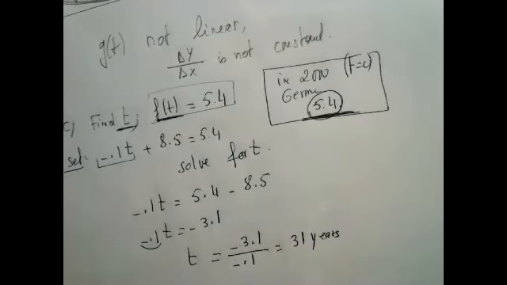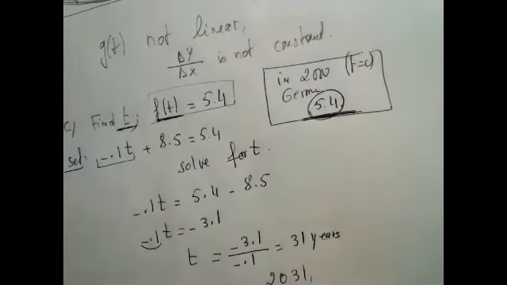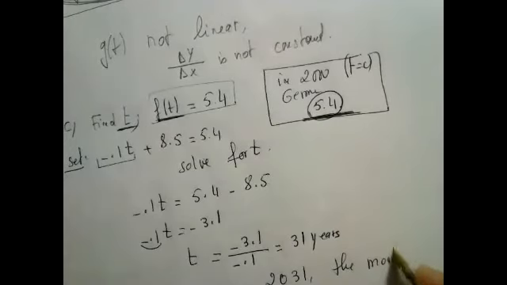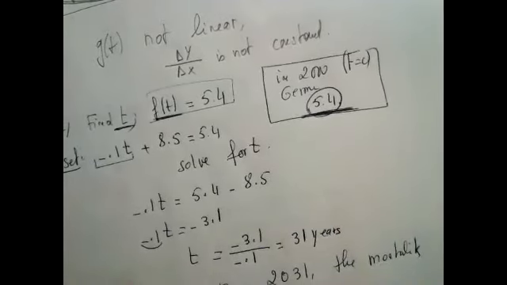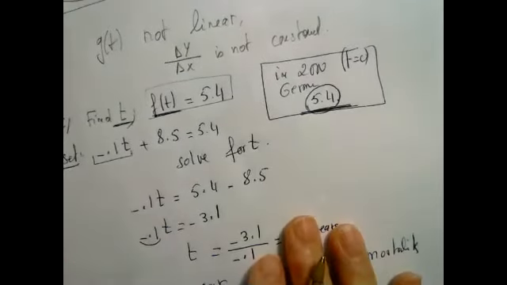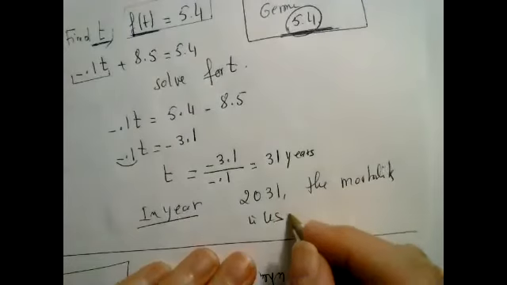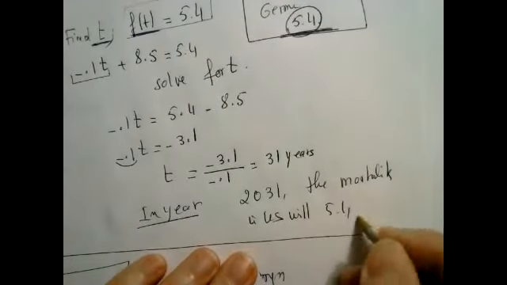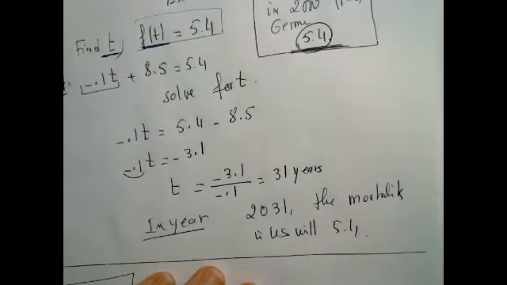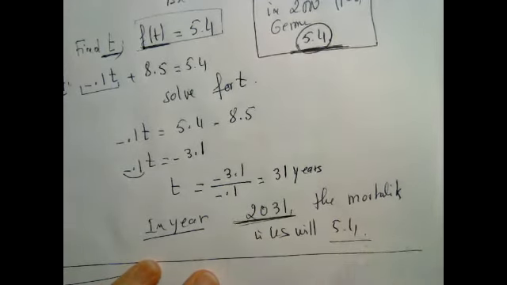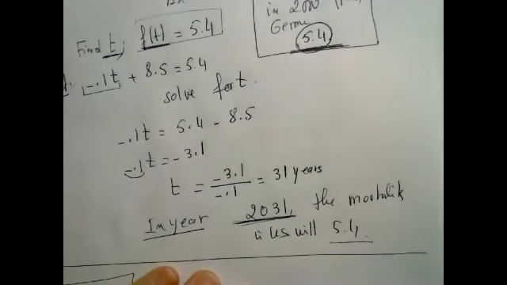Okay, so if the same pattern continues, in the year 2031 the mortality rate in the US will reach 5.4. If the mortality rate keeps going down at the same rate, then it's going to take us 31 years to catch up with Germany in 2000. So we have a long way to go. I hope you will do better than that.